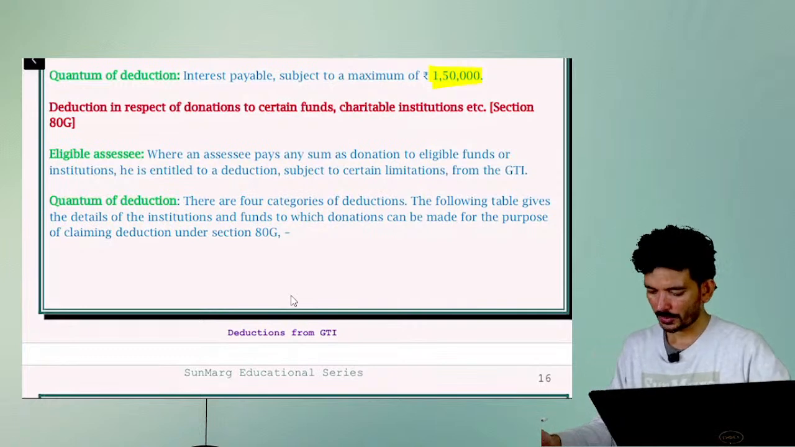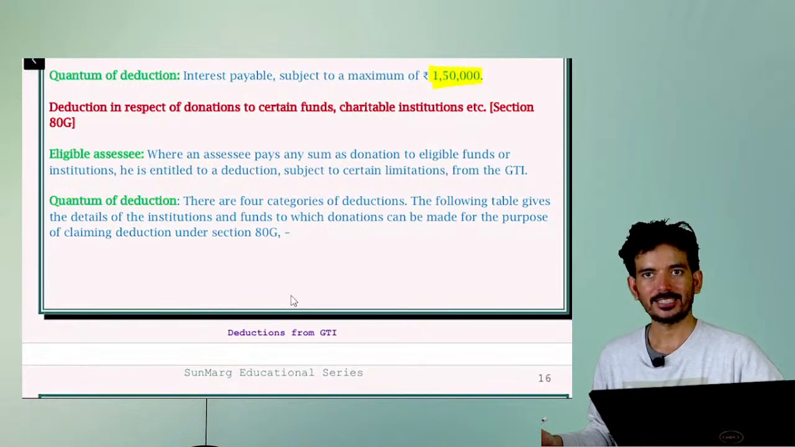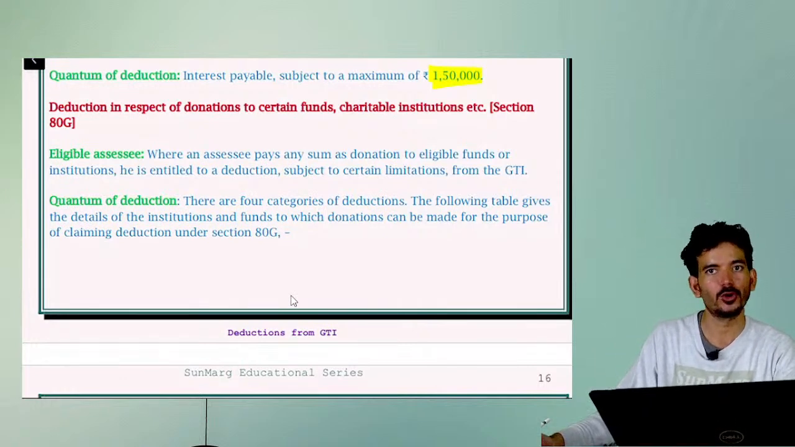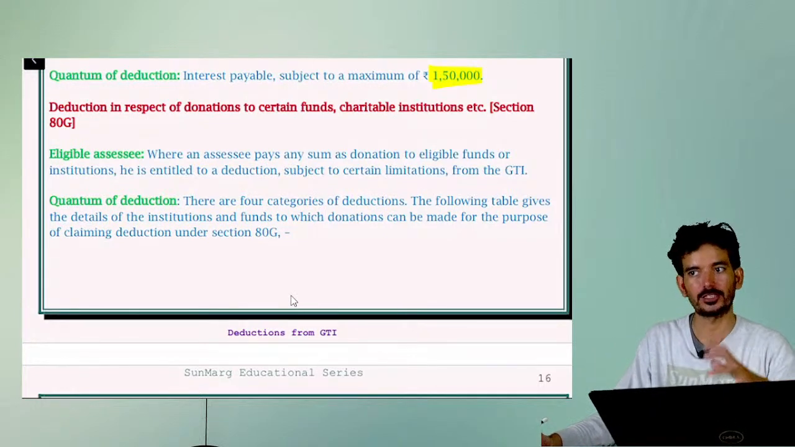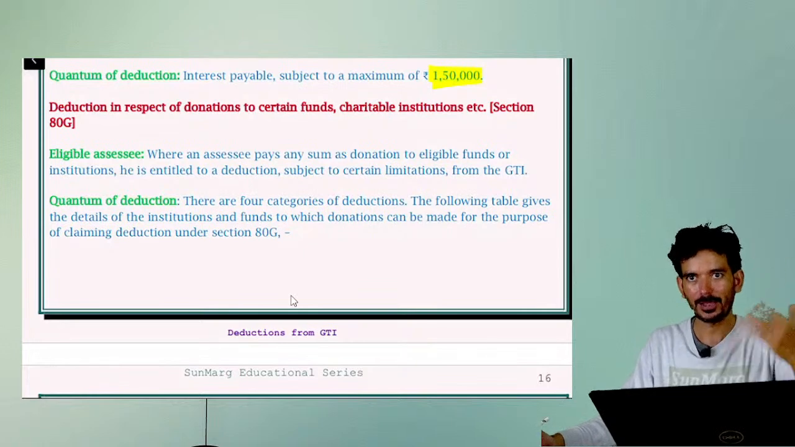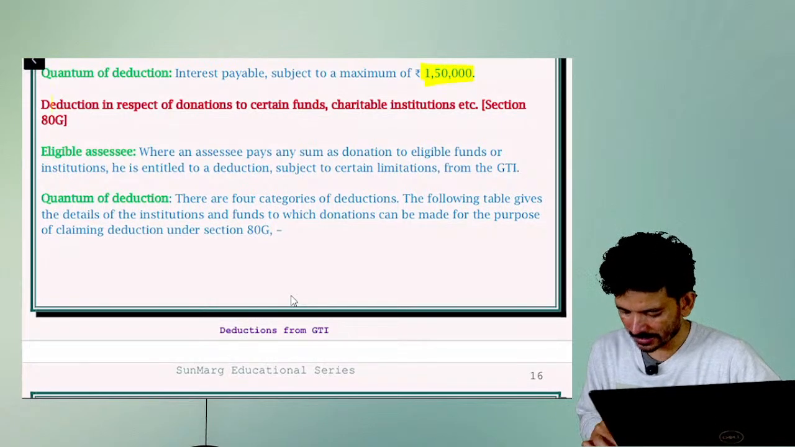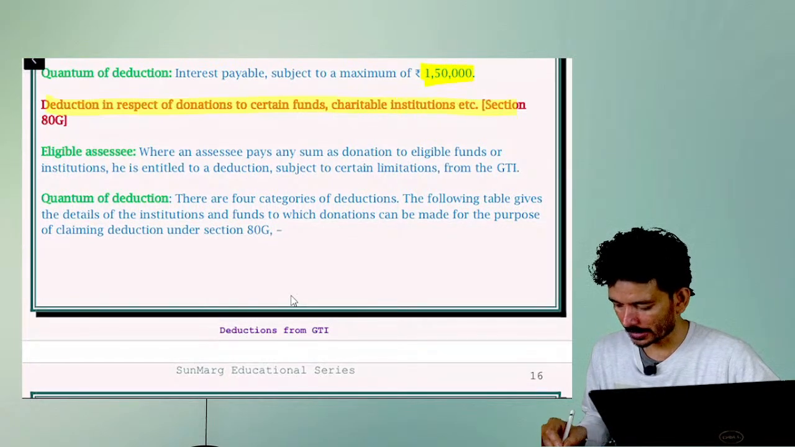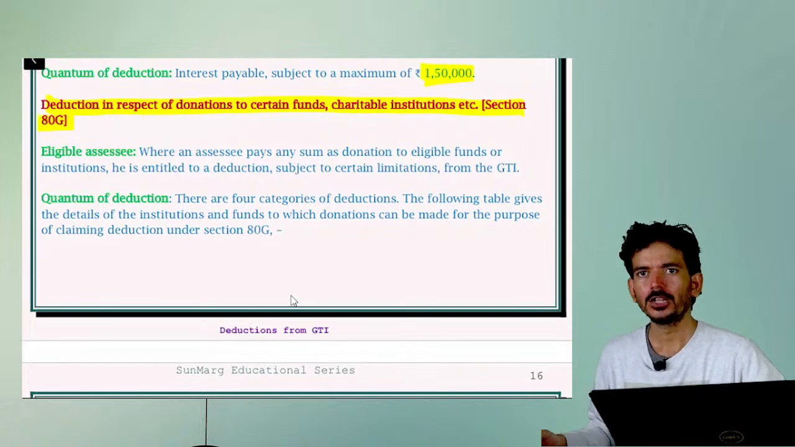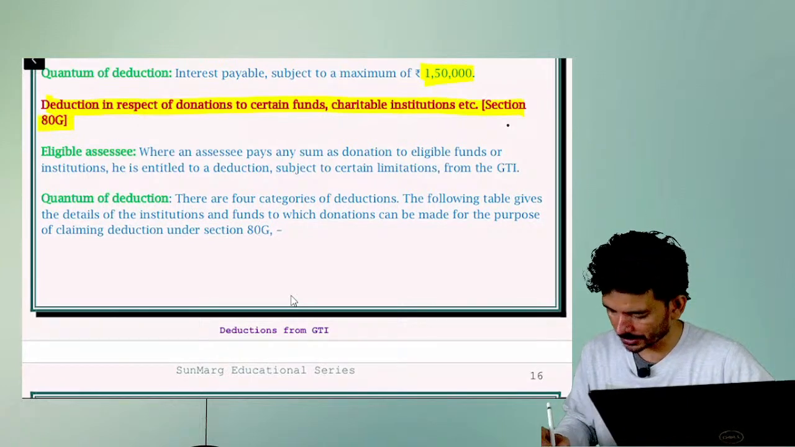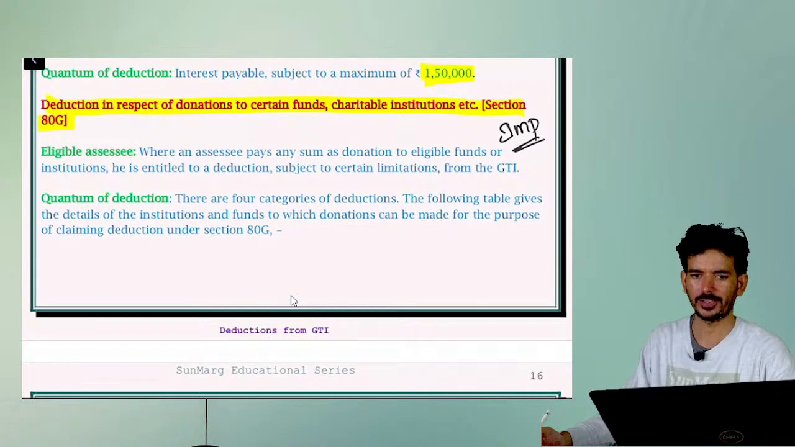Okay, so now we will go. As I said, there will be repetition of sections, so don't get annoyed. It is more likely that we remember and stick to the sections if we are going back and back multiple times. So, 80G deductions. Deduction in respect of donations to certain funds and charitable institutions in 80G. So this is, I would say, the most important section, just like your 80C, 80D. This is also very important.